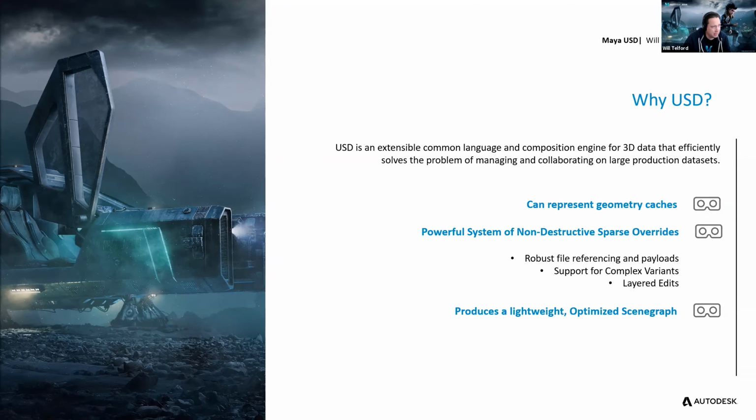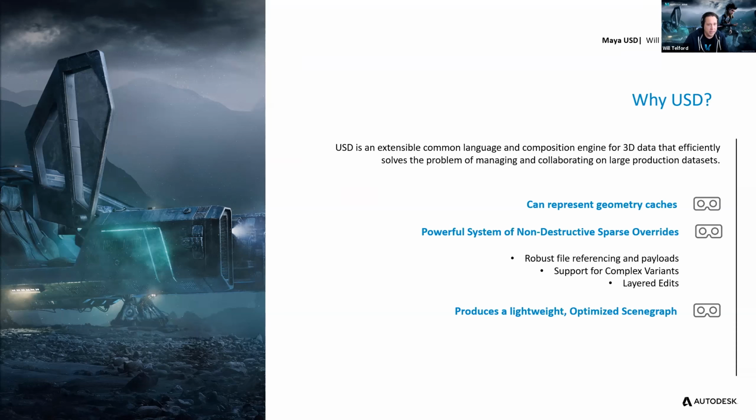At its most basic, a lot of people look at USD and think that it's just a geometry caching format. They might think that it's just a drop-in replacement for Alembic, or it's a replacement for FBX. And in a lot of ways, it can replace those, but there's a lot more going on there that it's capable of beyond what those other technologies can do. So yes, it can represent geometry caches, but that's just the tip of the iceberg for USD.